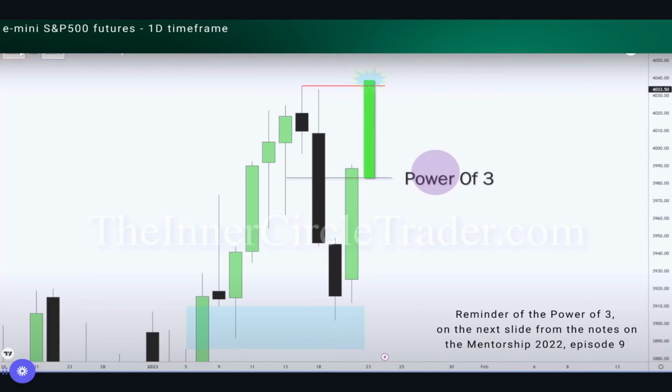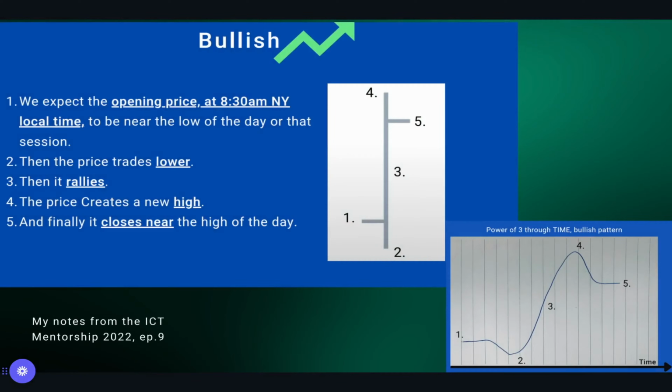Let's check it out. So when we have a bullish power of 3, as seen in point 1, we would expect the opening price at 8:30 New York local time to be near the low of that day or of that session. In point 2, we would expect the price to trade a little bit lower. In point 3, we would expect the price to rally up. In point 4, we would expect the price to create a new high. And finally, in point 5, we will expect the price to close near the high of that day.